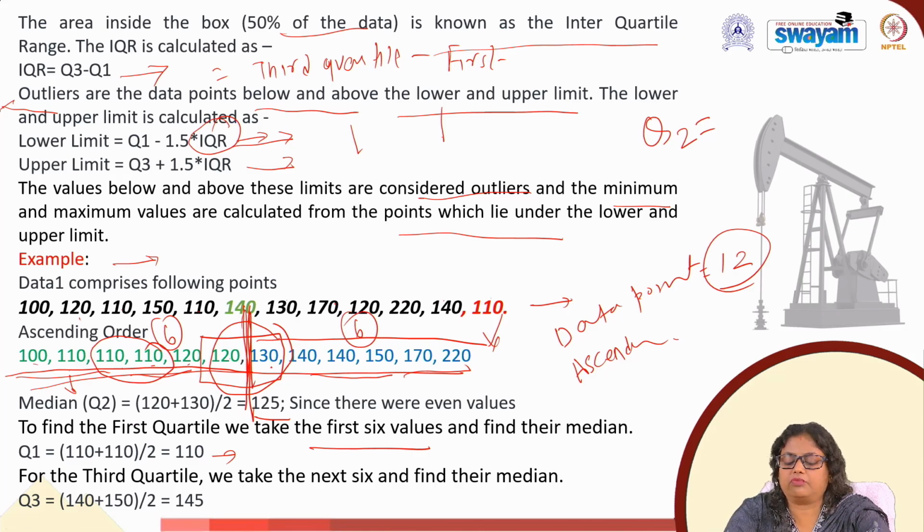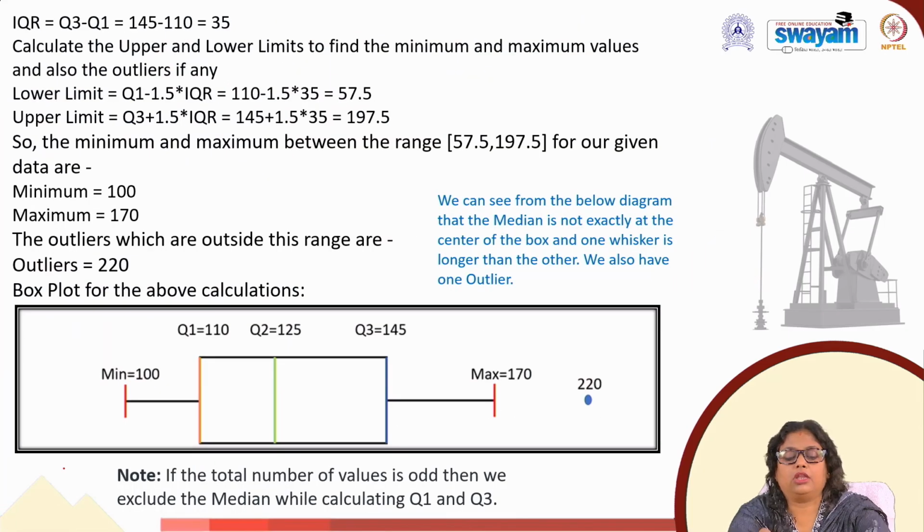So from here we have 6 values. These two values, 140 plus 150 divided by 2, give 145, which is Q3. Now we have calculated Q1, Q2, Q3. Now, how will the IQR be calculated? Q3 minus Q1, so 145 minus 110. That is 35, which is my interquartile range.